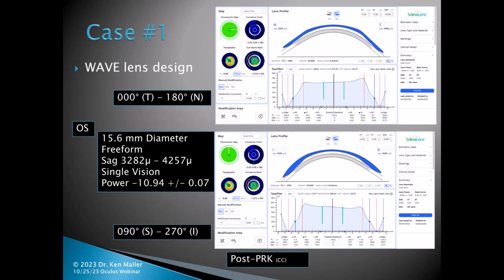And if you take a look at the upper screen, the wave screen there, you can see on the nasal side the value at 3337 sagittal depth there, which is considerably higher than the temporal side, which is at 4090. And you can even visualize that on the screen. You can see how much deeper the lens is on the temporal side than the nasal side. Again, a single vision lens, and I put a power of about minus 11 in there for her.